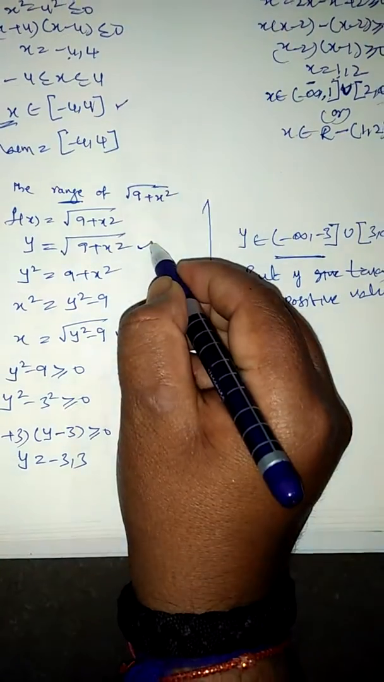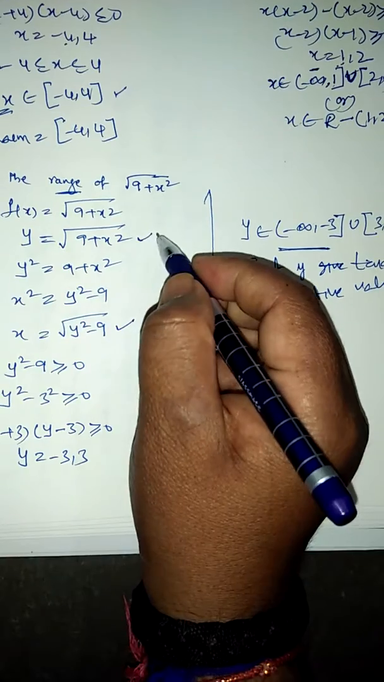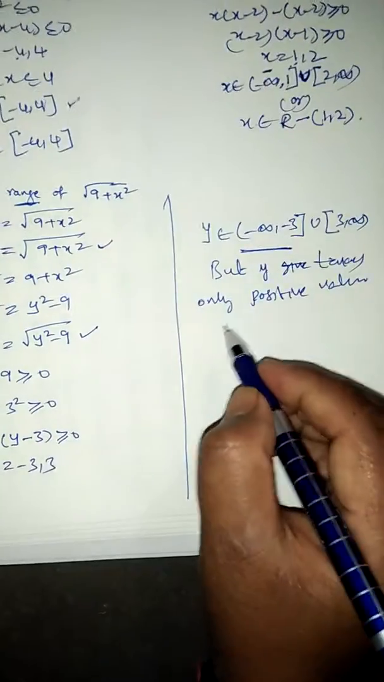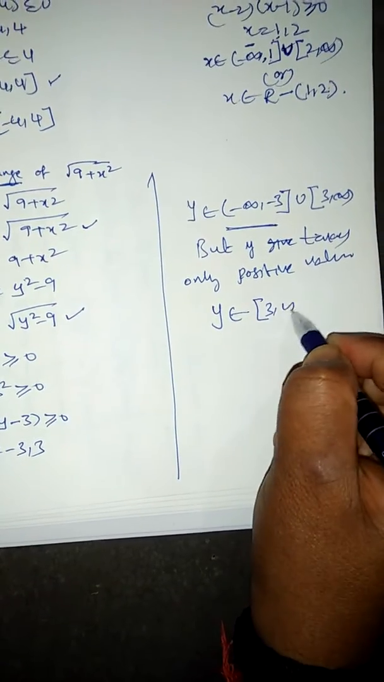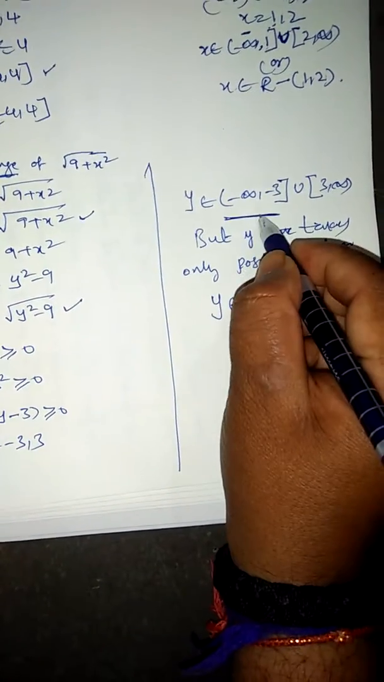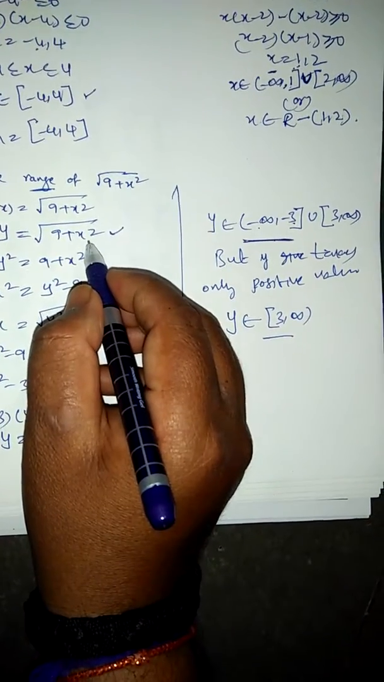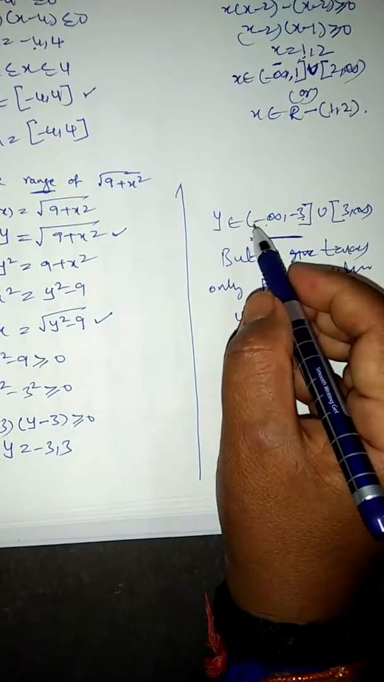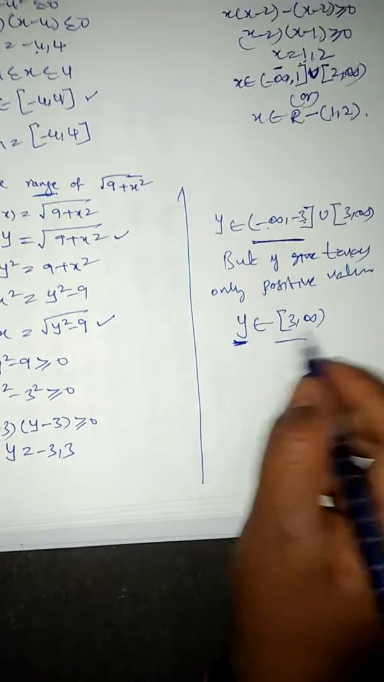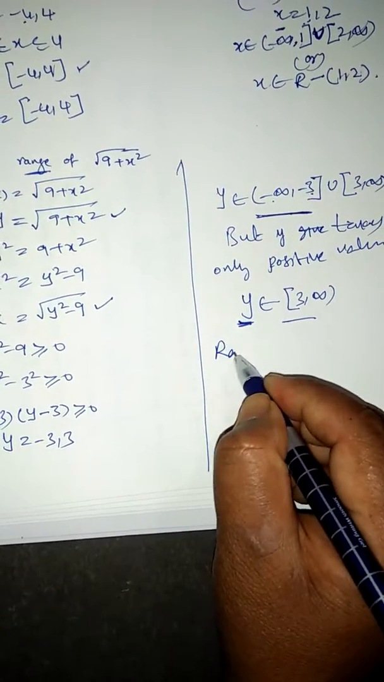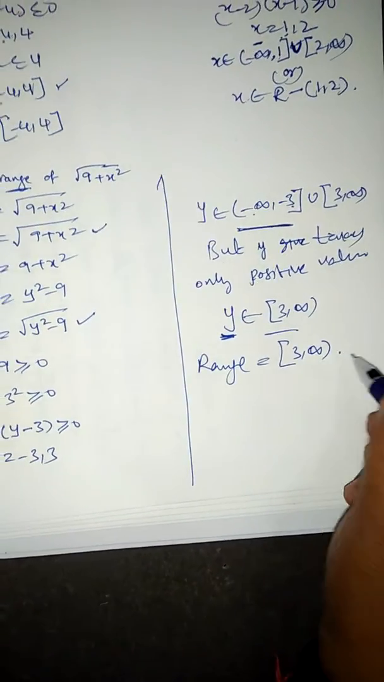In a root, if you get a negative value, that is called an imaginary number, so it does not belong to the real number system. So we should write the bounds of y as y belongs to 3 to infinity. You can ignore the other part, because for those values y is not defined. For what values of y your function is defined, that is called your range. So y belongs to 3 to infinity, which is the range of our function, the closed interval 3 to infinity.